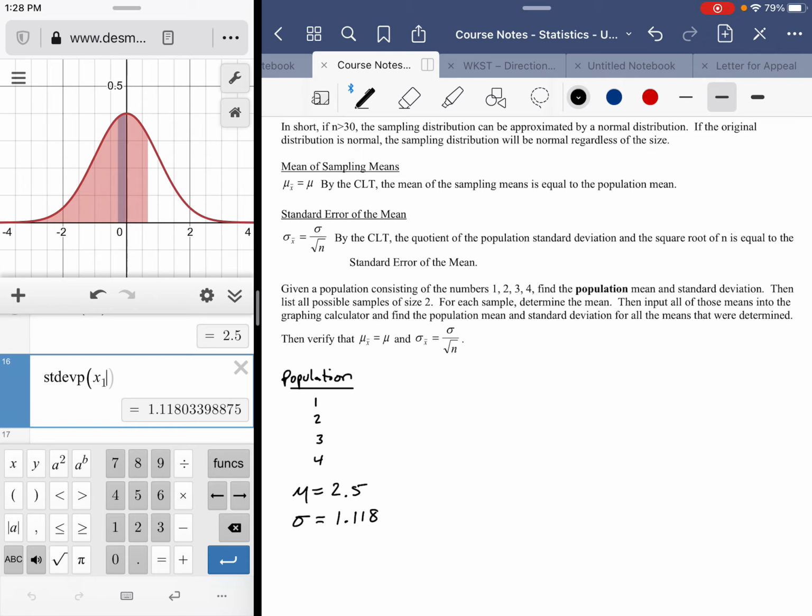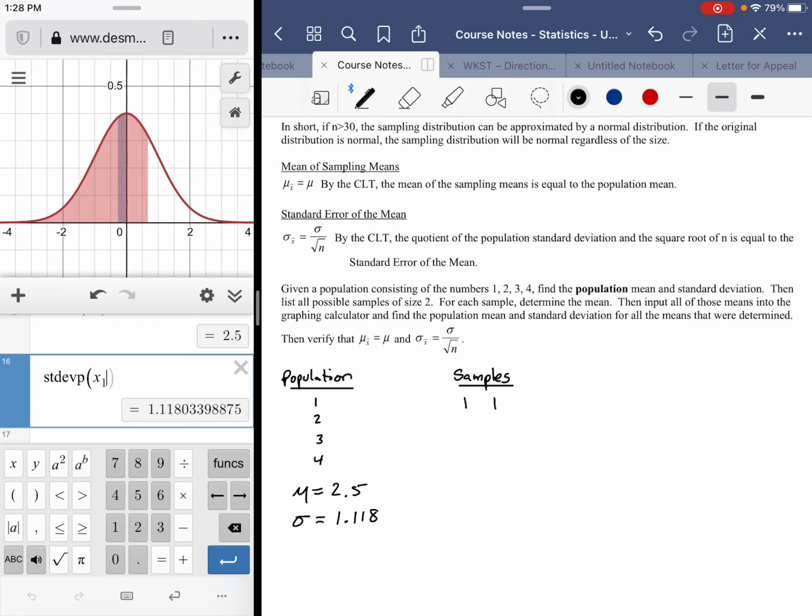Then list all possible samples of size 2. So what that's telling us is that if we take the numbers 1, 2, 3, and 4 and put them into 2-unit arrangements, what would those arrangements be? Well, our samples would be 1 with itself, right? This is assuming with replacement, right?